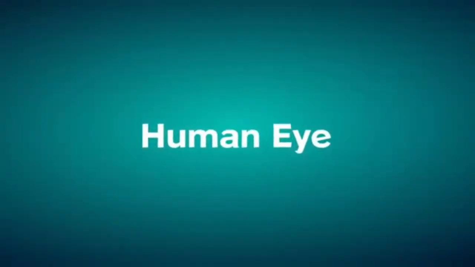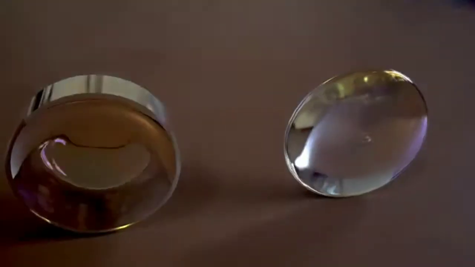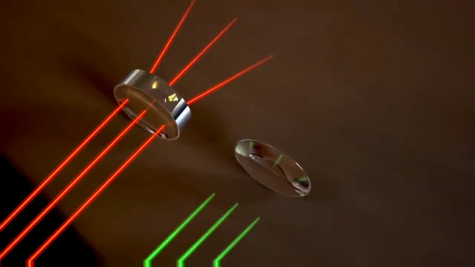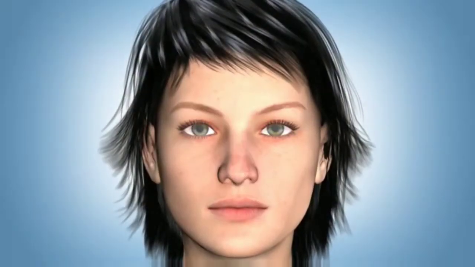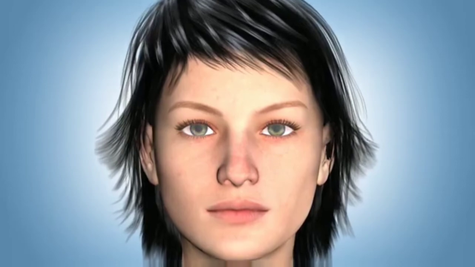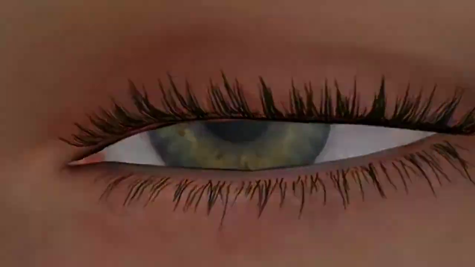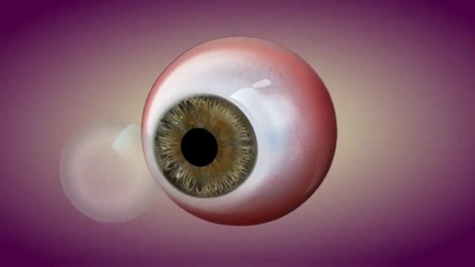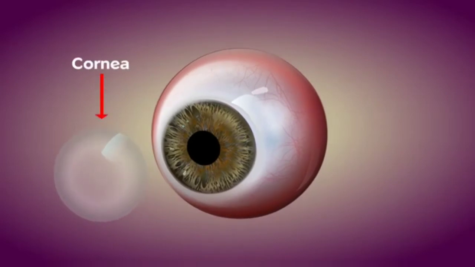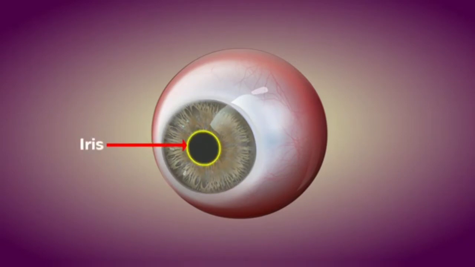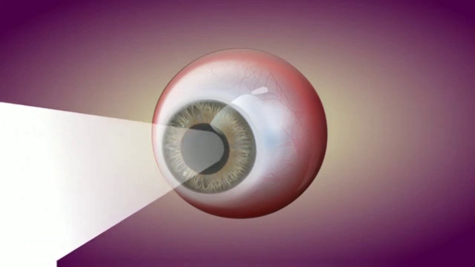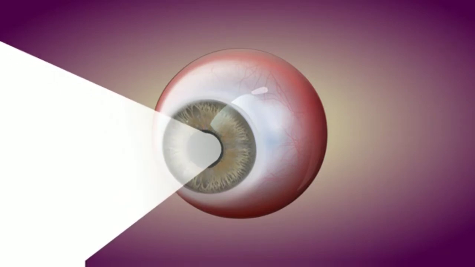Human eye. We know that a lens is an optical device that transmits and refracts light. Our eyes too have lenses that enable us to see objects around us. Let us see how the eye is put together and how it works. At the very front of the eye is a transparent structure called the cornea that helps to focus incoming light. Behind the cornea is the iris. The iris has a circular opening called the pupil. The pupil expands or contracts depending on the amount of light entering the eye.